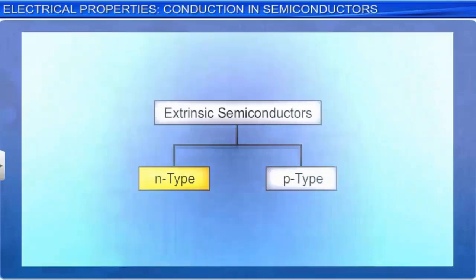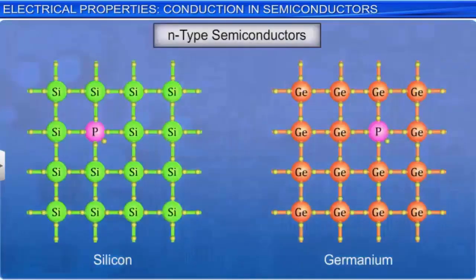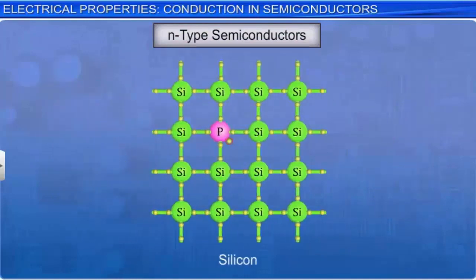In an N-type semiconductor, the doping atom usually has one more valence electron than the host. The addition of a pentavalent impurity, such as antimony, arsenic, or phosphorus, contributes free electrons to the silicon or germanium lattice. This produces an N-type semiconductor. The free electrons contributed by the pentavalent impurity are responsible for conduction of electricity in an N-type semiconductor.